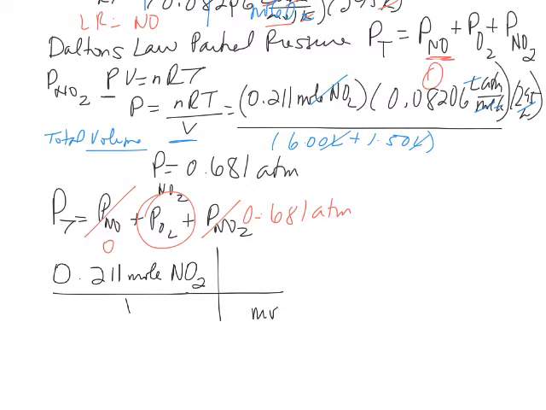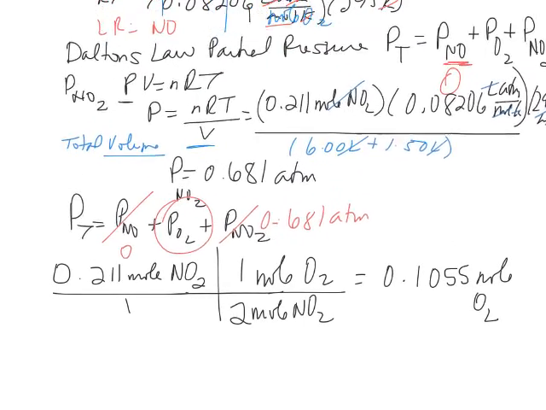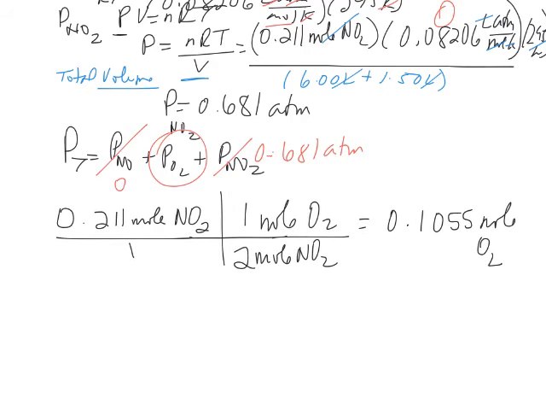And then we're going to convert mole of NO2 using our balanced equation to mole of oxygen. When you look at those coefficients, you see that NO2 has a 2 coefficient and oxygen has a 1. So this gives us 0.1055 mole of oxygen. And that's how much oxygen is consumed in the reaction that would be left over. And we're going to figure out the pressure at the end of the reaction.